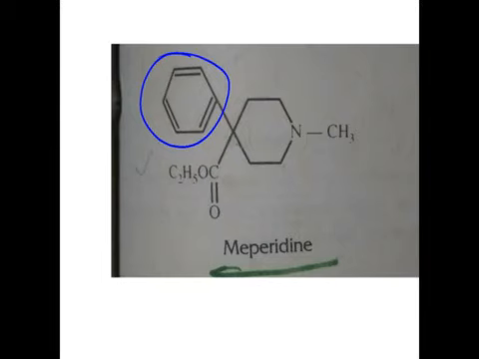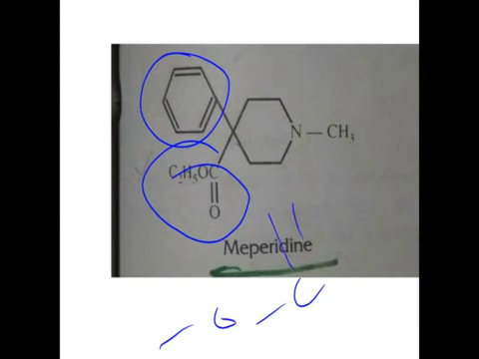Then replacement of the carboethoxy group by an acyloxy group results in better analgesic activity. So instead of COOC2H5, if we convert it into OCOC2H5, that is the acyloxy group, it will result in better analgesic activity. Then at the N-methyl group, if we replace it with an aralkyl group, it will increase the analgesic activity.